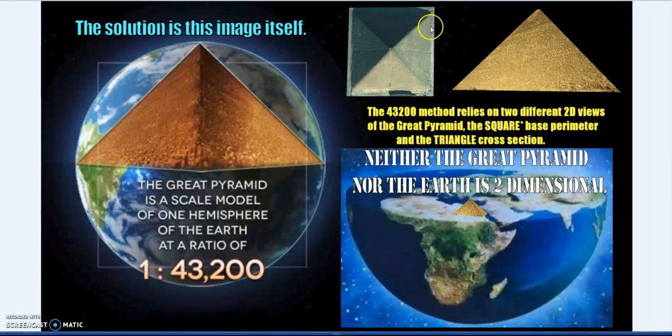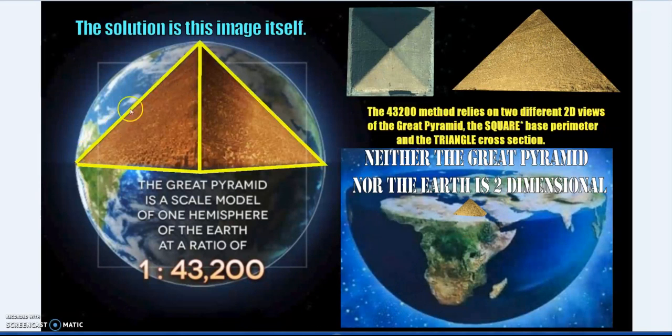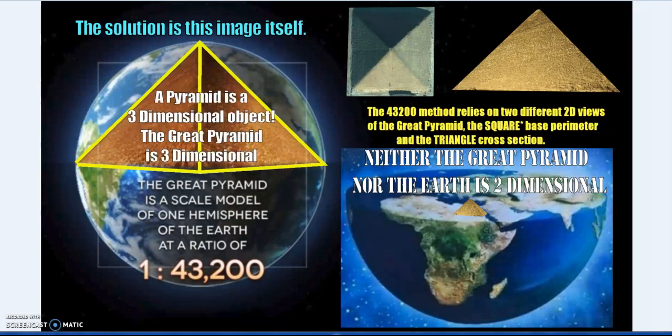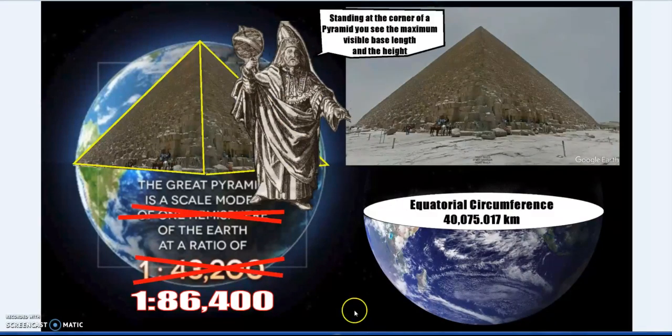The 43,200 method relies on one two-dimensional view of the pyramid, the perimeter, and then the height of it, which is another two-dimensional view. So you need two separate two-dimensional views of the pyramid to get a half Earth, or a half globe. But the solution is there, because that's the pyramid. It's a three-dimensional object. If you stand at the corner, you can see all pyramids are three-dimensional. The Great Pyramid is three-dimensional. You need to think about it that way, because extra dimensions will add dimensions of knowledge and information contained therein.